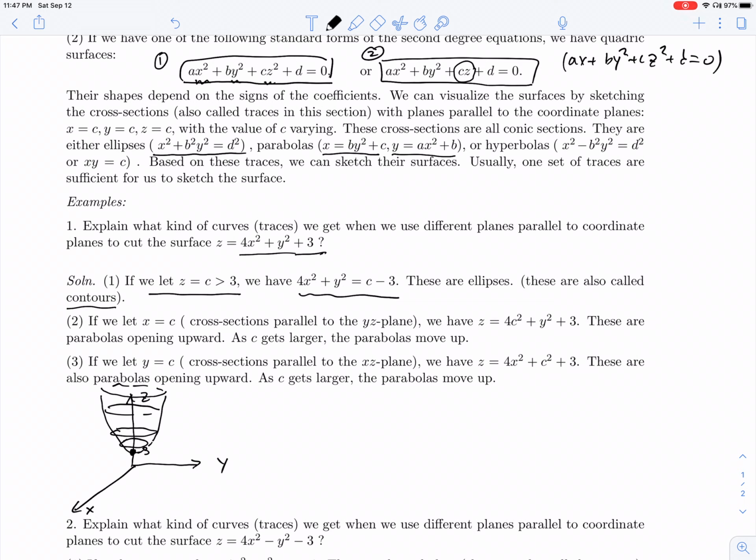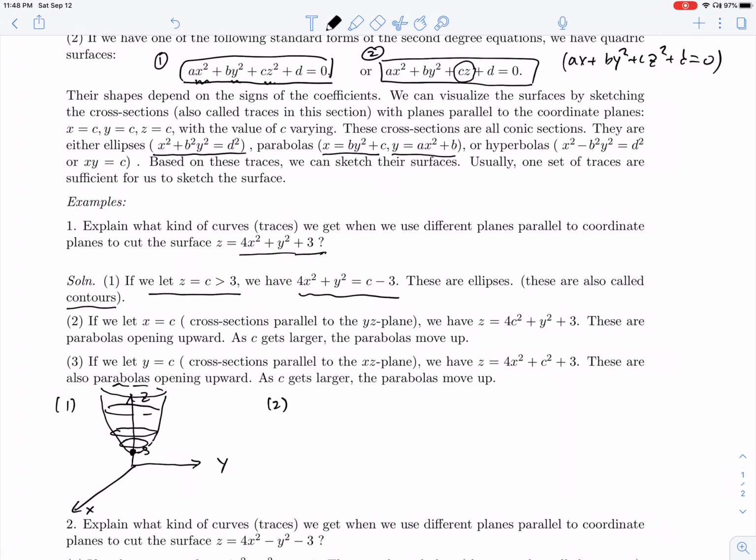And it continues. So this is the one we can get from number 1 by using traces obtained from cutting the surface with planes parallel to the xy plane. And this is number 1. Number 2, we can also use planes parallel to the yz plane.